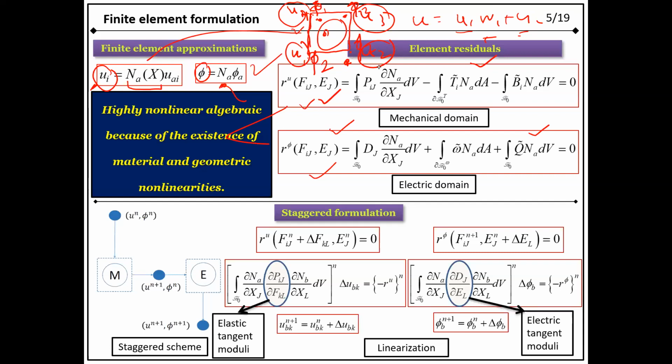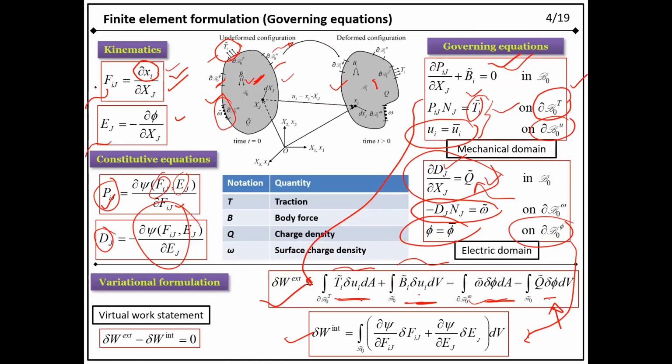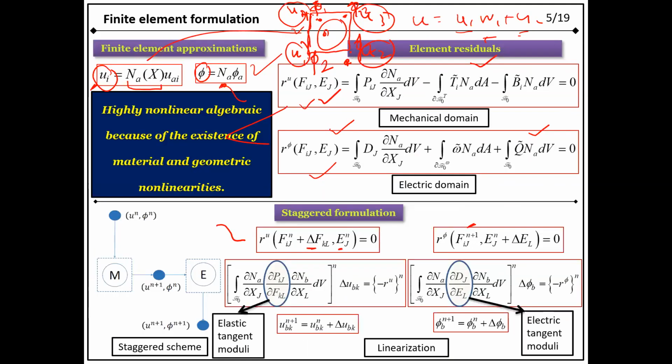For example, this is the first equation, where f is one unknown and another unknown is e, and the second equation is there. So there are two unknowns and two equations: f is one unknown and e is the second unknown, the electric field. Once these are known, you can also calculate f. When f and e are known, you can also have u, the displacement, and also phi.